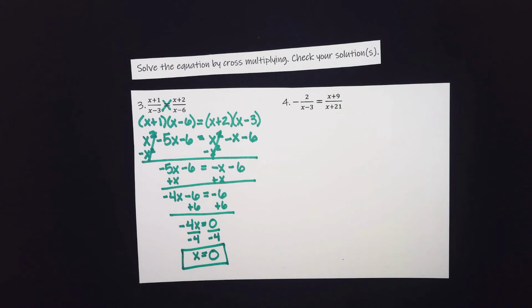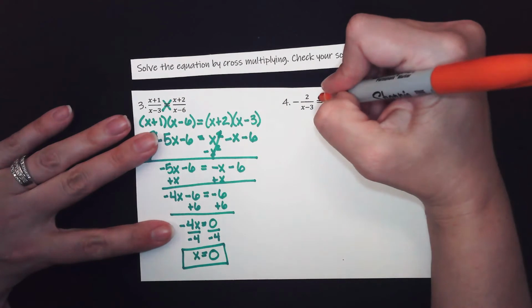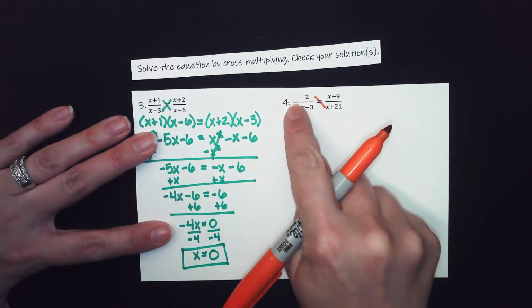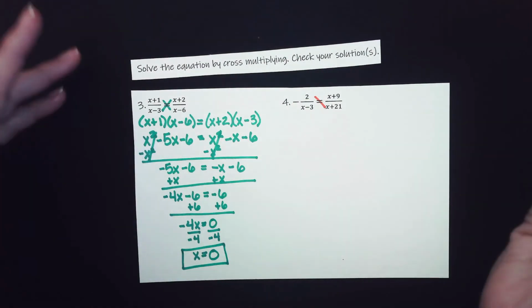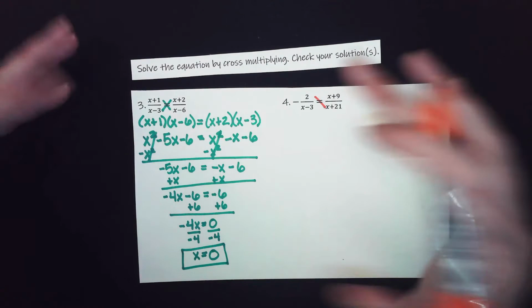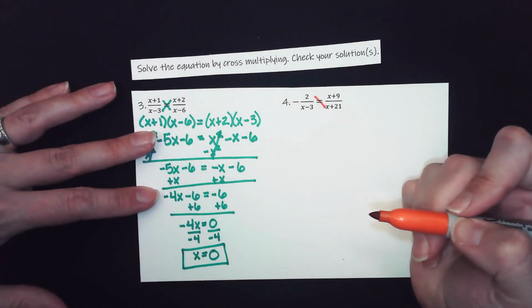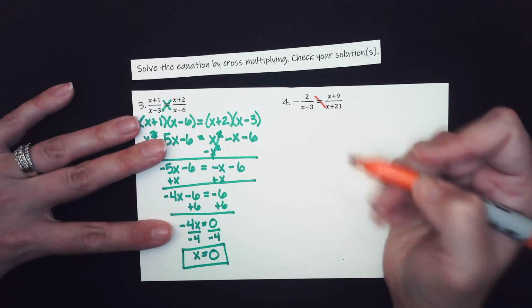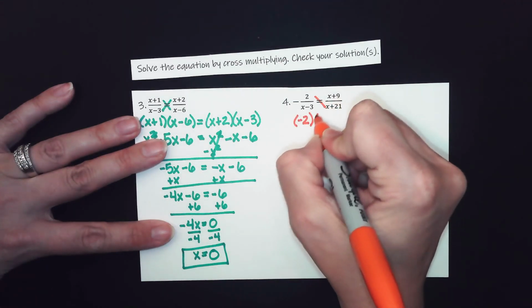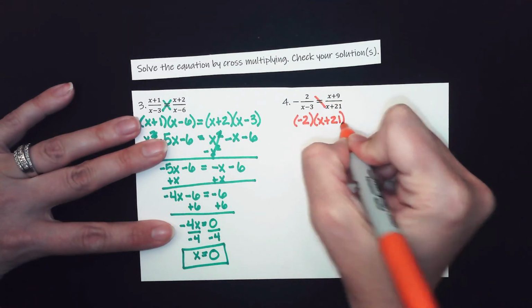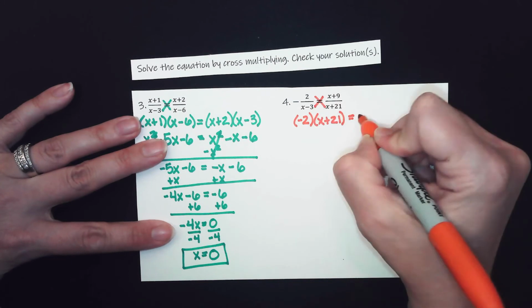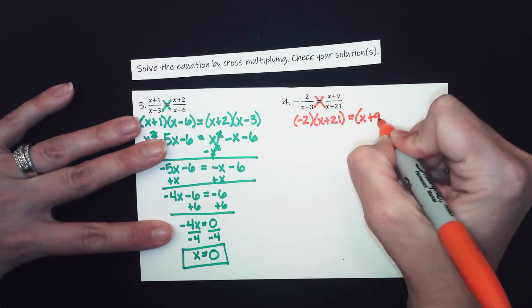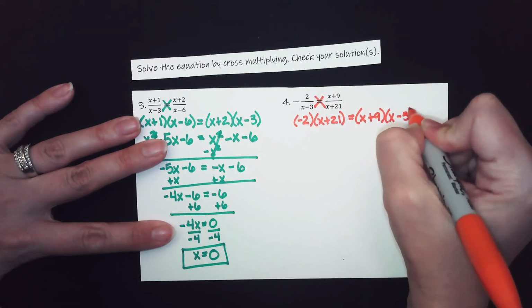All right, number 4. I keep changing my colors because it's fun. Okay. I'm going to take the top times the bottom. Now, I leave the negative with that top number. I just do that to make sure I include it in something. You don't want to include it in both. Only one of those is negative, okay? So I include it with the negative 2. So I end up with negative 2 times an x plus 21 equals, and I have an x plus 9 times an x minus 3.